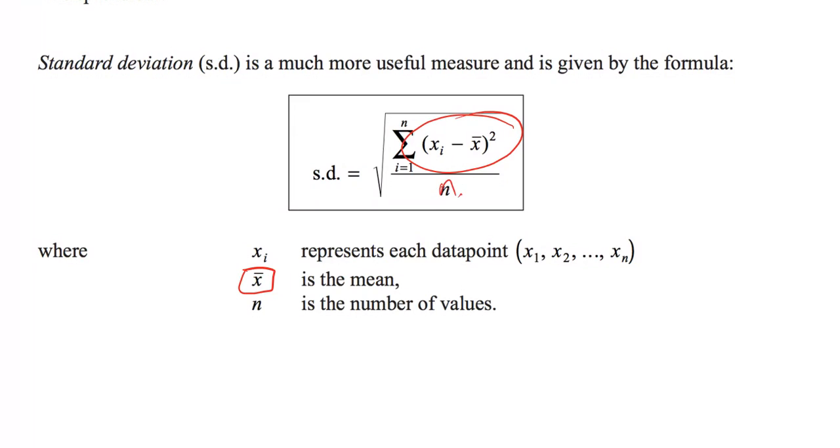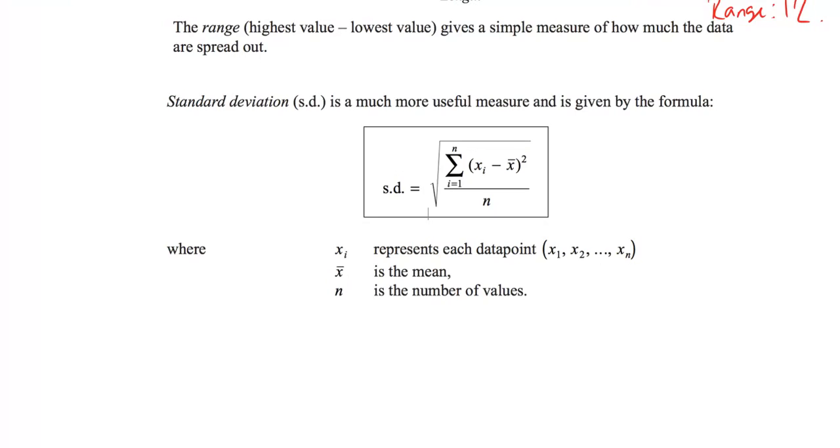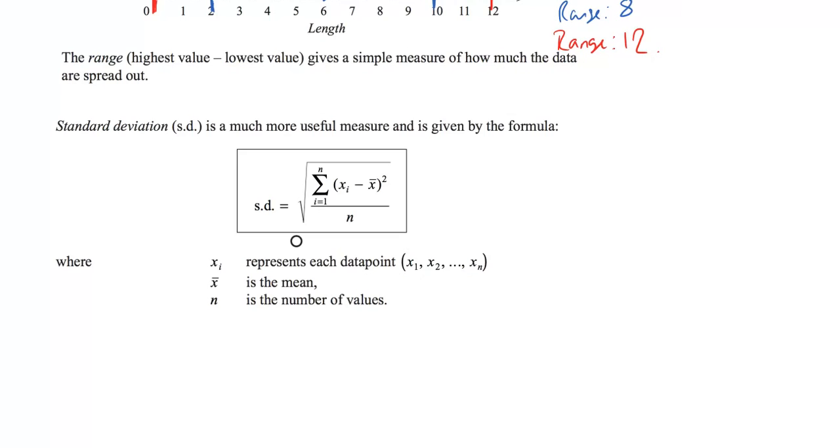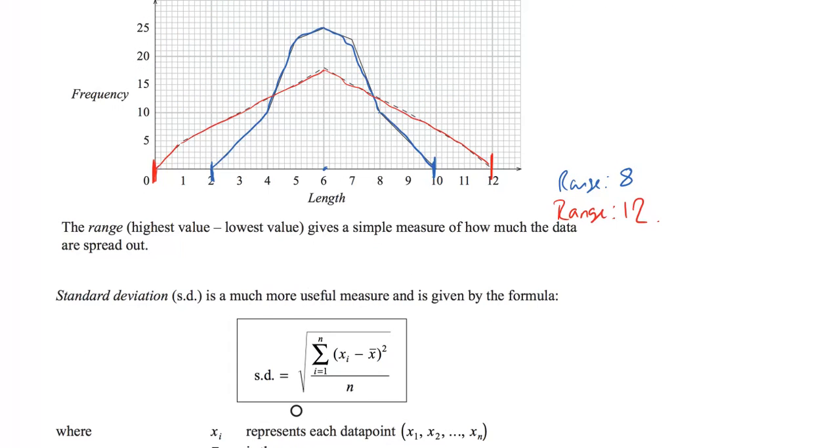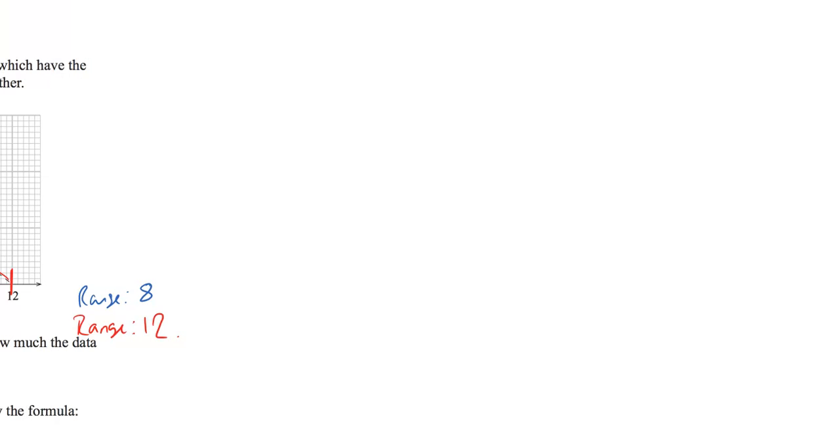We then divide through by the number of values, a bit like taking an average, and then we square root to undo that squaring. So that's kind of how it fits together, but we don't need to worry about that in this video. What we're going to do is use our calculators to find standard deviation.